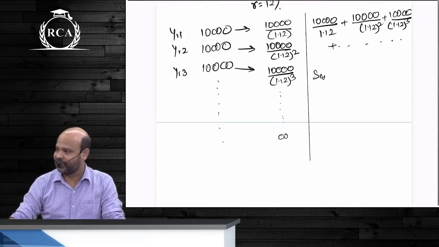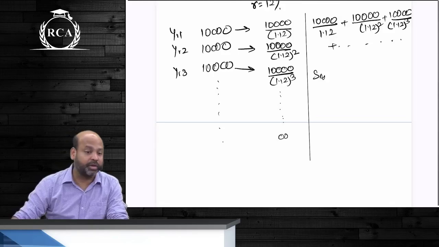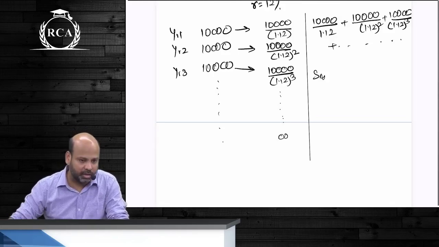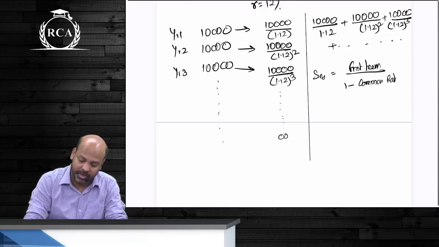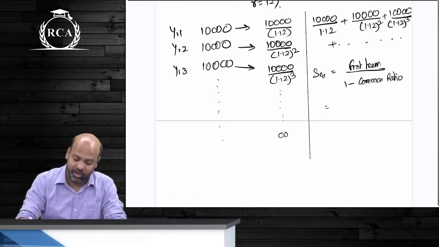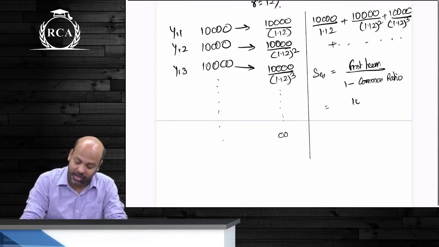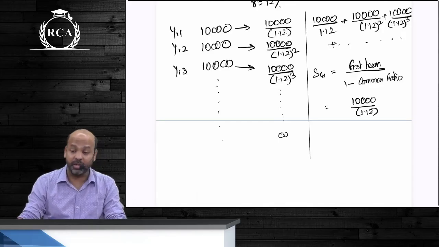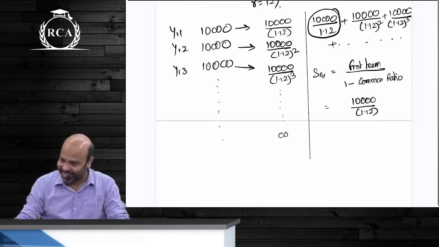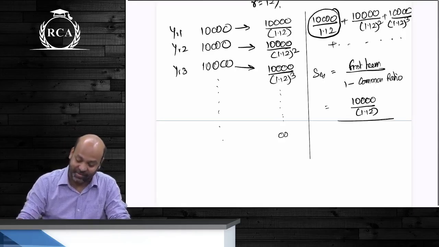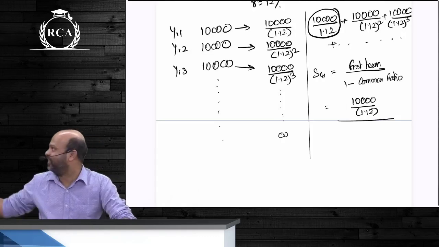There's something called the sum of infinite terms that we have learned under geometric progression, which will be first term divided by 1 minus common ratio. How did that formula come? I'm starting Foundation again in April, come and sit in class. 10,000 divided by 1.12 is my first term. Can you see the first term? It's the one above.